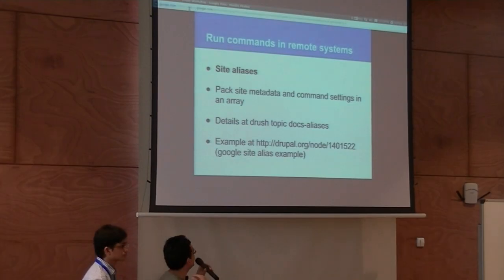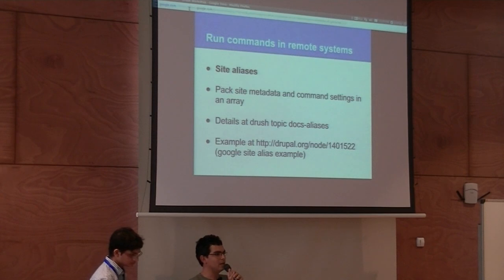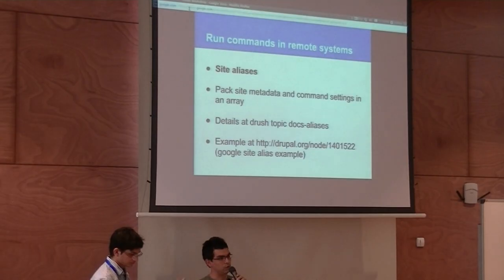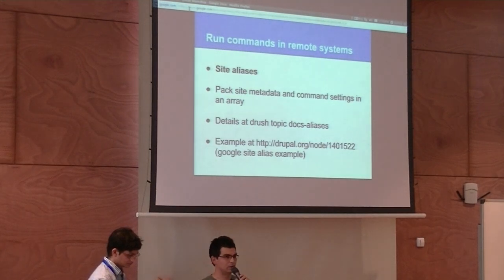Okay. A site alias is basically an array that contains metadata about either a local or a remote Drupal site. You normally connect to a Drupal site to work with it through SSH. So this array just contains the user that you use to connect, the host name that you normally connect to, and some other properties, like where you would like to store database dumps or some options you would like to use when you run commands against that server.